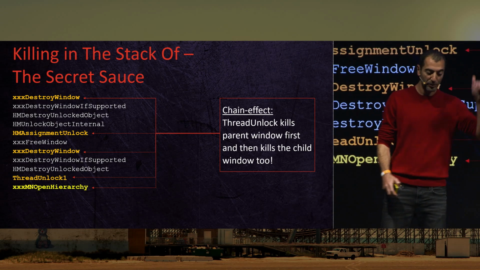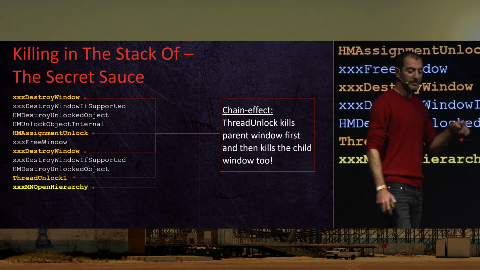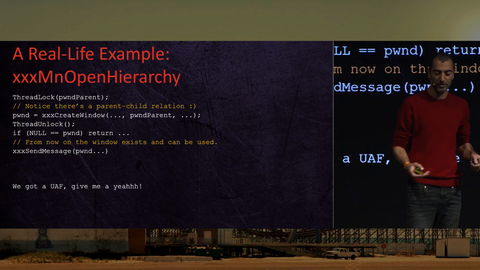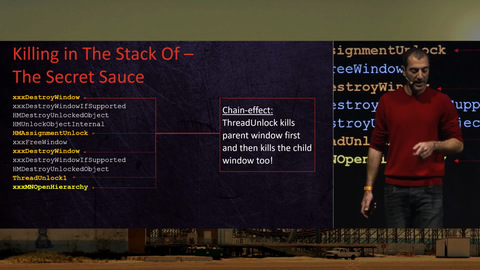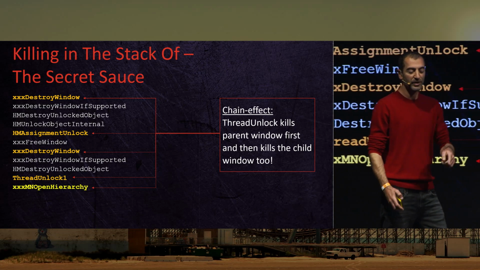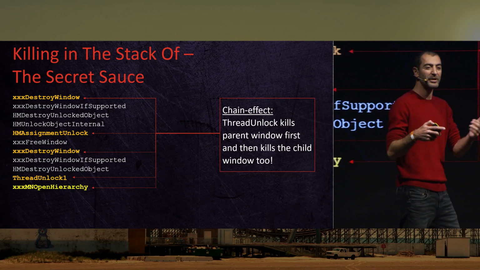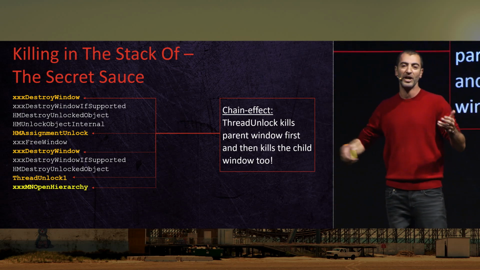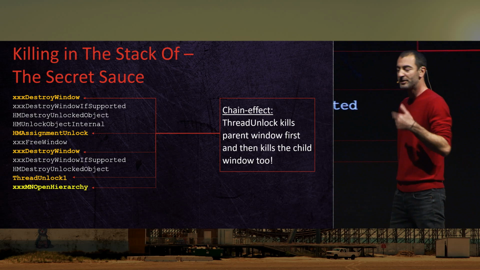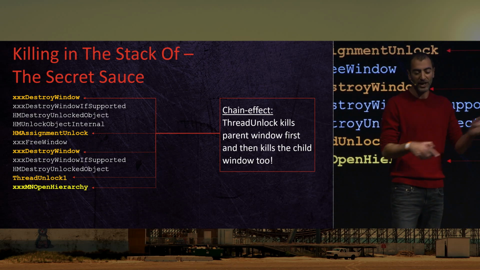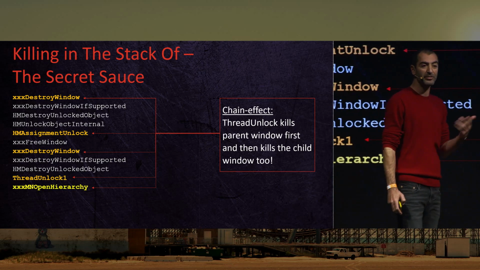Okay, so this is how the stack looks. And it starts from the bottom. You can see the open hierarchy and then thread unlock. That's the thread unlock you are seeing here, okay? And then it will xxx destroy the window. You can see it's going to do assignment unlock. So assignment unlock is binding two objects for a longer period of time by incrementing the reference count. Okay, so the point is now the child is going to be freed as well.